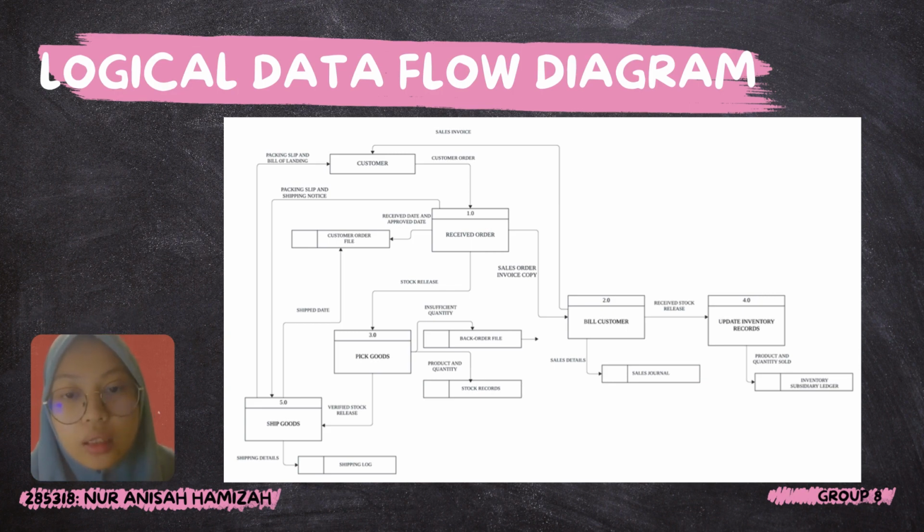The picked items are packed securely and shipped to the customer's designated address through a chosen carrier. Throughout the process, information flows seamlessly between different parts of the system, ensuring smooth order fulfillment and timely delivery. That's all about the logical data flow diagram by UM Press.